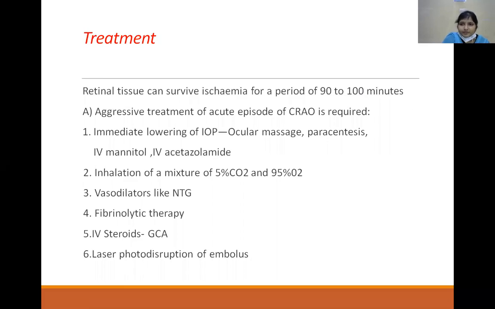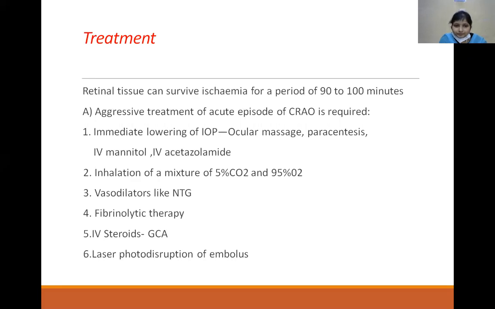So what is the treatment we give for a patient with CRAO? First we have to do immediate lowering of the IOP, so that by lowering the IOP we can aid in the perfusion of the central retinal artery. So how do we lower the IOP? Either we can do ocular massage, with digital ocular massage or a pinky horn on the ball. Anything can be done, and paracentesis should also be done. What do you mean by paracentesis? That is, we tap the anterior chamber with the help of a needle. Or you can use other IOP lowering drugs like acetazolamide and mannitol.